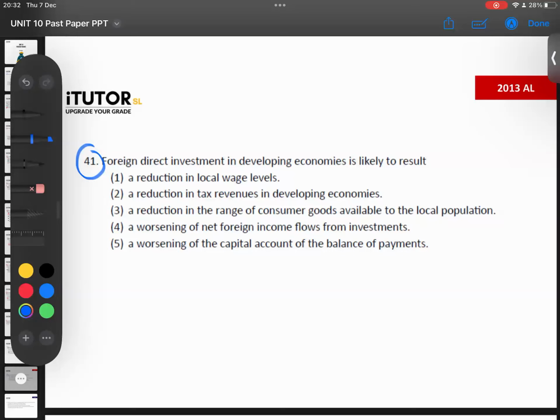First one, a reduction in local wage level. What will happen to local wages, Lamai? Let's say if Nike comes and starts a factory in Sri Lanka. If Nike comes and starts, Lamai, you know what will happen? Everyone will want to work in Nike, no?